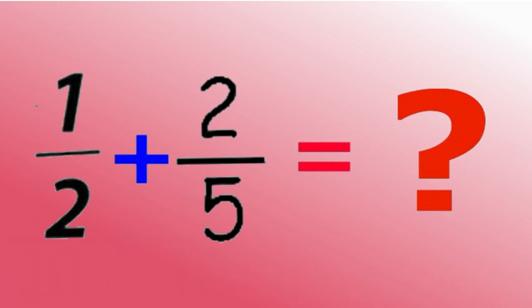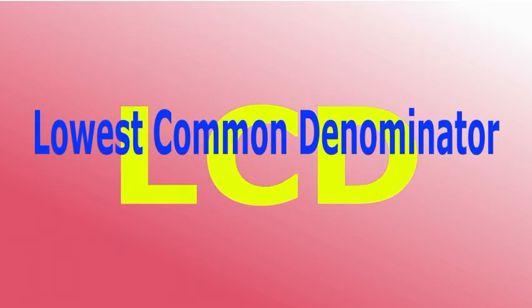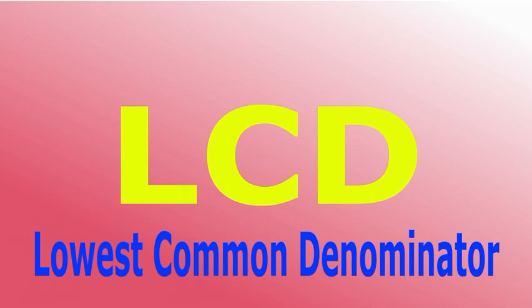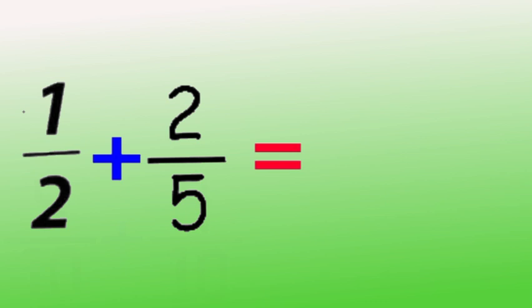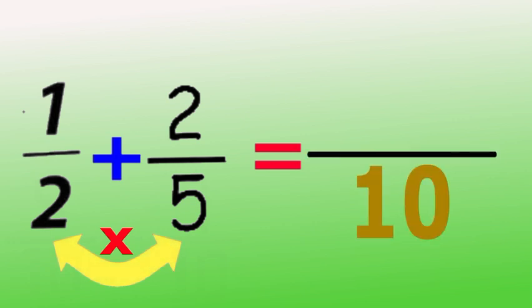Today we'll be learning how to add fractions with different denominators using the lowest common denominator method. Let's jump into an example we've used before, 1 over 2 plus 2 over 5. If you watch my last video with this example, you'll know that the fastest way to do this sum is by multiplying the two denominators, which gives you 10.